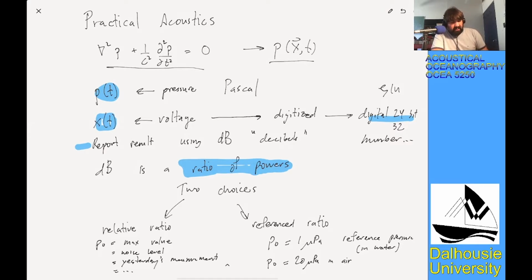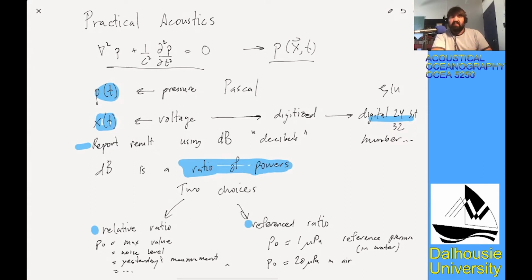And really at this point, we have two choices. One, we can look at relative ratios. So that's where the reference pressure is going to be something like a maximum pressure, or maybe a noise level, or it could be yesterday's measurement compared to today's measurement, or maybe a measurement from 1 meter compared to a measurement from 1 kilometer.